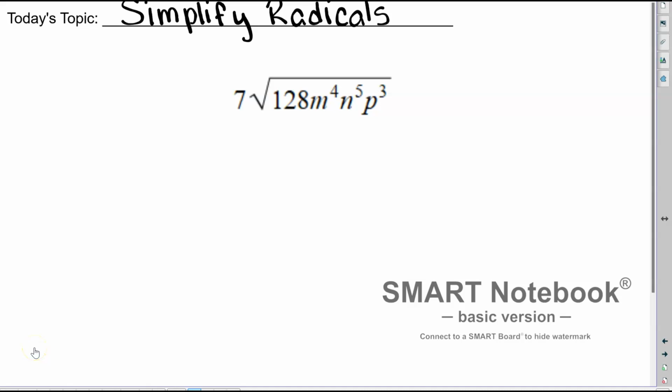Alright guys, today's lesson is still regarding radicals, but simply simplifying radicals. Okay? So we've got a radical right in front of us, and the process to simplify this radical is going to be the same process for all of the exercises we'll be looking at. So the first thing I need to do is to break this entire expression into prime factors and nothing but prime factors. Okay?